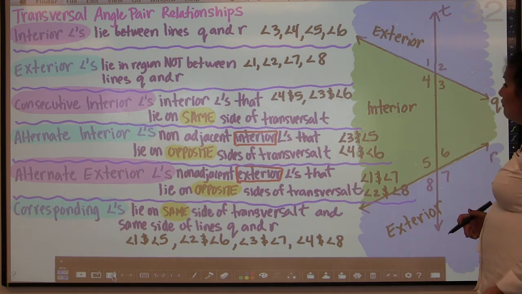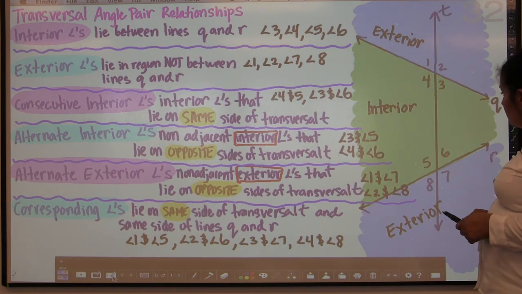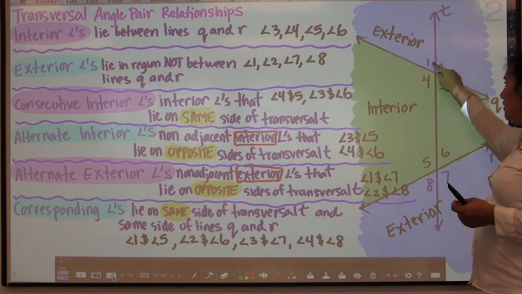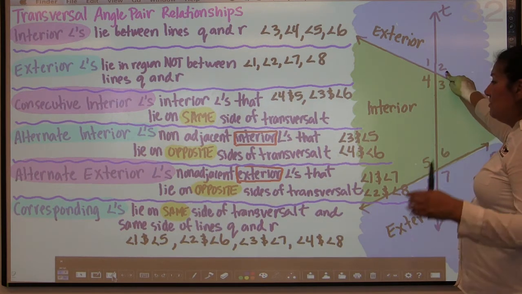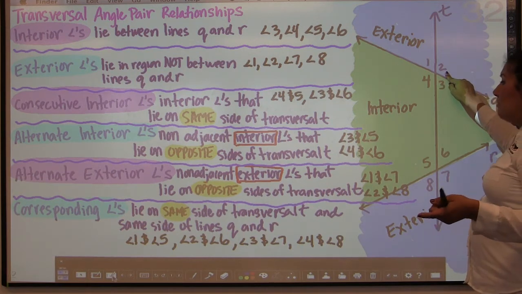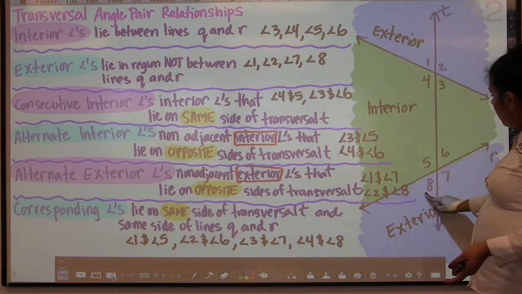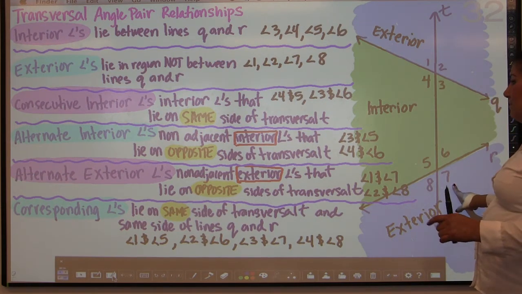Okay? And in a similar fashion, you have alternate exterior angles, and alternate exterior angles, again, are non-adjacent. So angle 1 and angle 2 are next to each other, so those would not count. They have to be non-adjacent, they have to be exterior, and they have to be on opposite sides of the transversal. So you would have angle 2 and angle 8, and angle 1 and angle 7. Okay? Hope that makes sense.